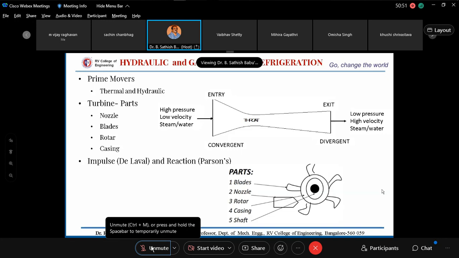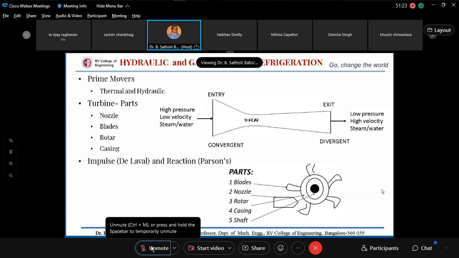Okay, so such a device which takes the energy at input and converts that into some useful work, such devices are called prime movers. If it is using some heat energy at input and giving out some mechanical energy as an output, we say it is a thermal prime mover. If it is using water energy as an input and converts that into some mechanical task, then we say it is a hydraulic prime mover.